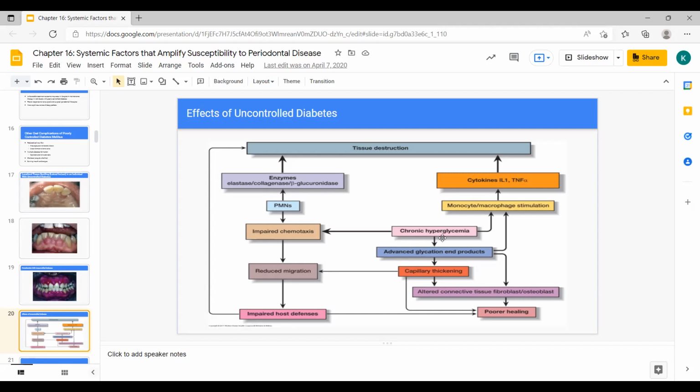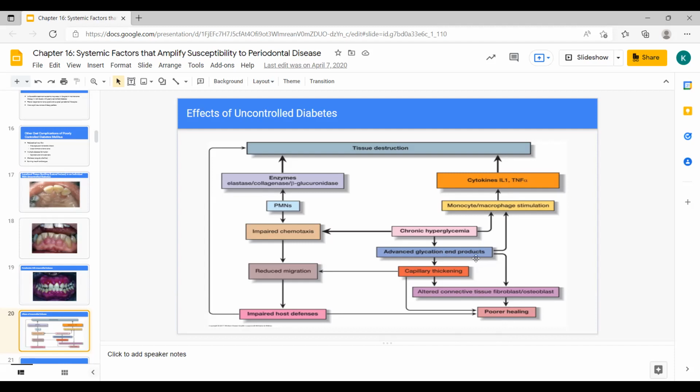And then over here, we have chronic hyperglycemia, which is also related to impaired chemotaxis, reduced migration, impaired host defenses, and up to tissue destruction. We can go the other way: chronic high blood sugar, monocyte and macrophage stimulation, cytokines, interleukin-1 and TNF-alpha, tissue destruction. Advanced glycation end products, capillary thickening, altered connective tissue, fibroblast and osteoblast, poor healing, okay? Also going to lead up to tissue destruction.